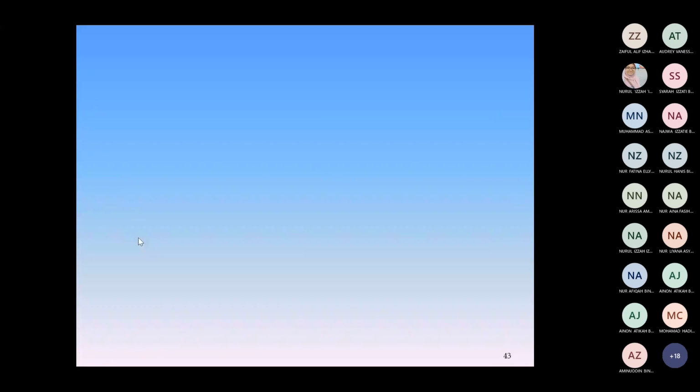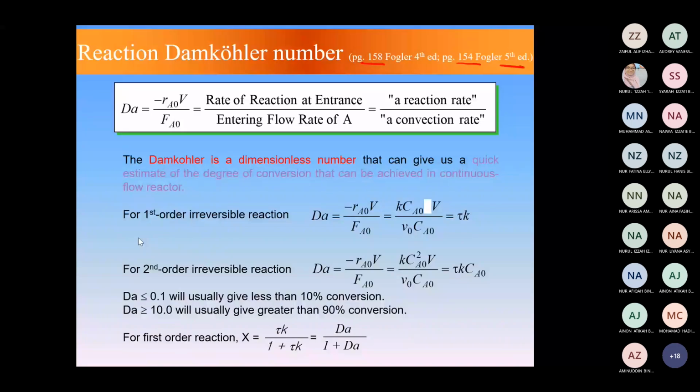Alright. Okay, so this is one of the subtopic for part 1, which is reaction Damkohler number. Okay, saya pun tak sempat study siapa Damkohler ni. Alright. Okay, so Da is equal to negative RA naught V over FA naught. Okay, tengok dulu macam mana boleh dapat Da ni. Okay, so is equal to rate of reaction at entrance, okay, and then entering flow rate of A.